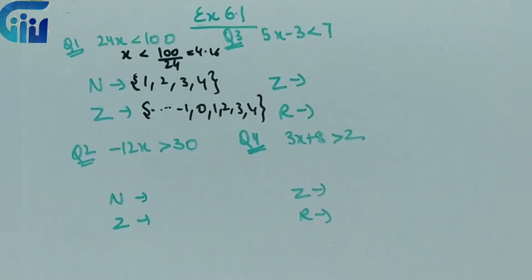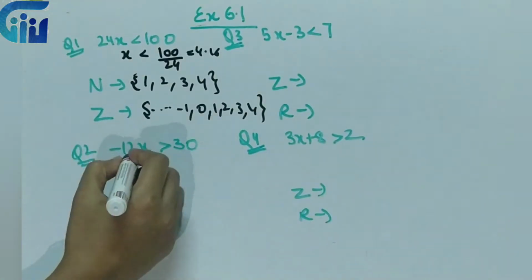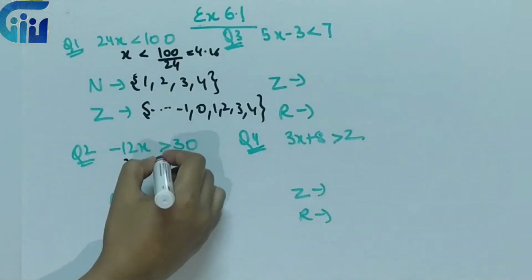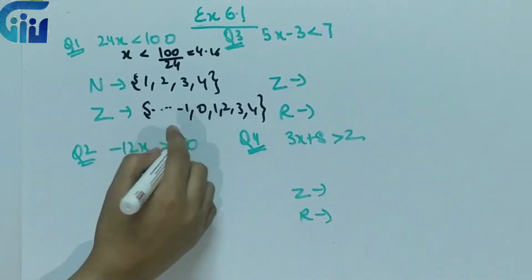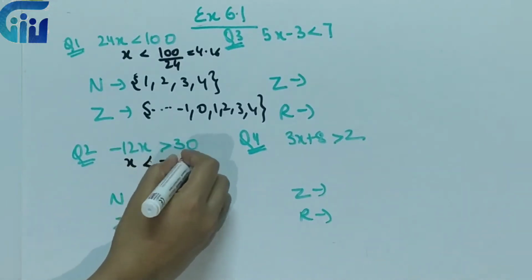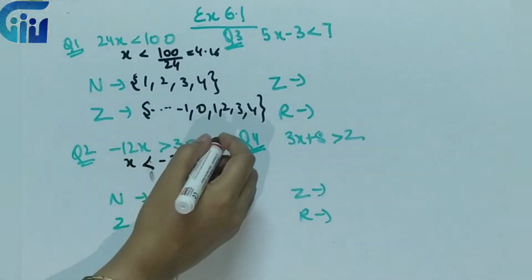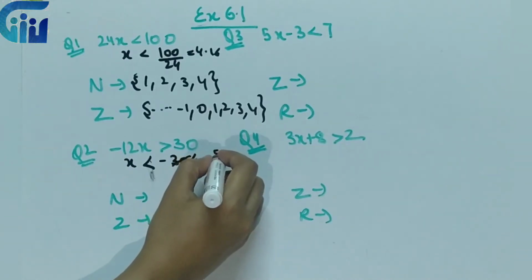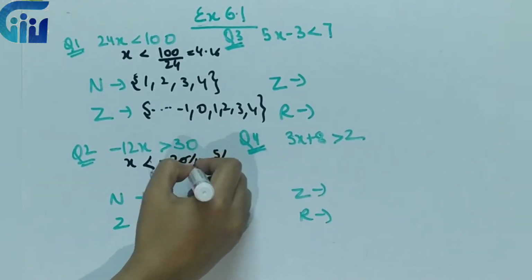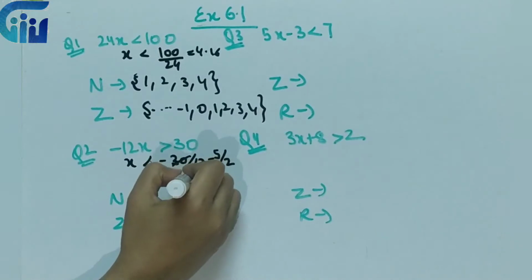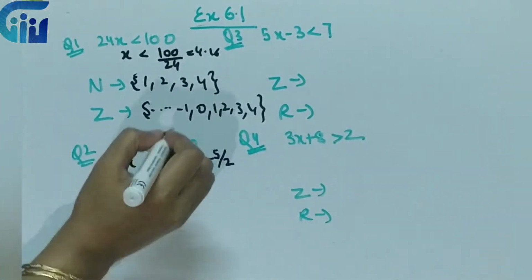Question number 2 says minus 12x greater than 30. So again we will solve. We learned that whenever we divide by a negative number, the sign of the inequality gets reversed. So it will get reversed, 30 upon 12, which comes out to be 2.5. So x is less than minus 2.5.